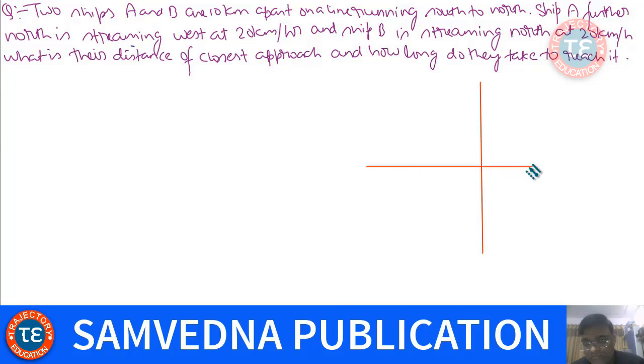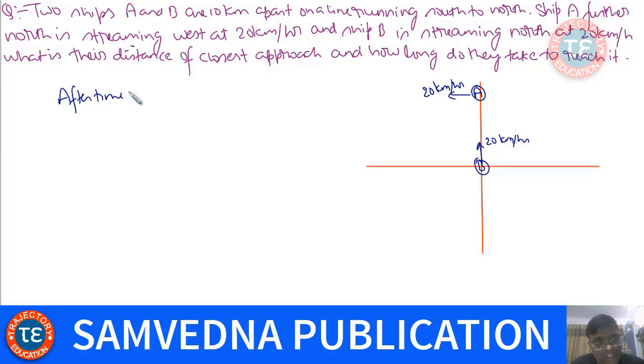Again, I will draw the coordinate system. So A is on the north, moving west at 20 km per hour, and B is going north at 20 km per hour. All right.